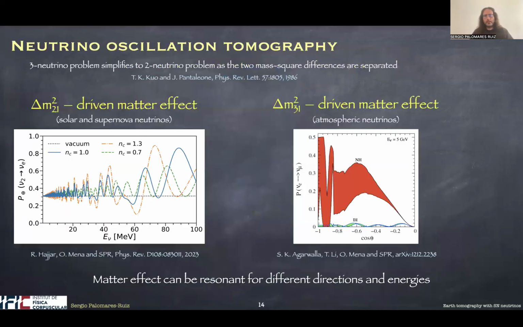But let me just mention that these are the two ways in which we can do neutrino oscillation tomography: either solar mass square driven matter effect with solar or supernova neutrinos, or atmospheric mass square driven matter effect using atmospheric neutrinos. And in this case, the matter effect actually can be resonant for different directions and energies. And this is what we should exploit to perform this neutrino Earth tomography.